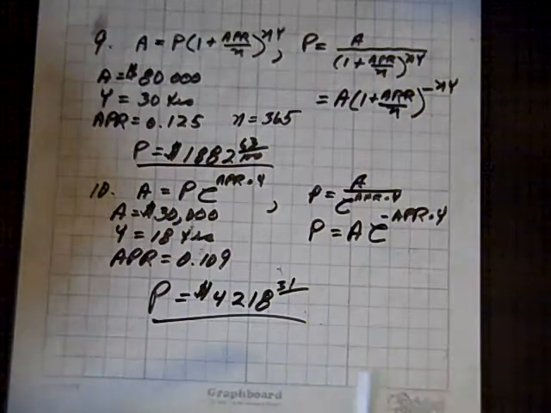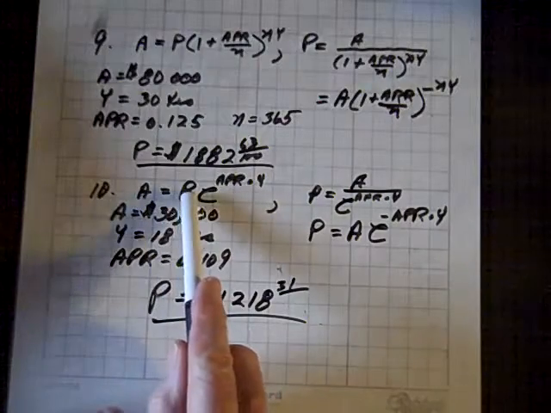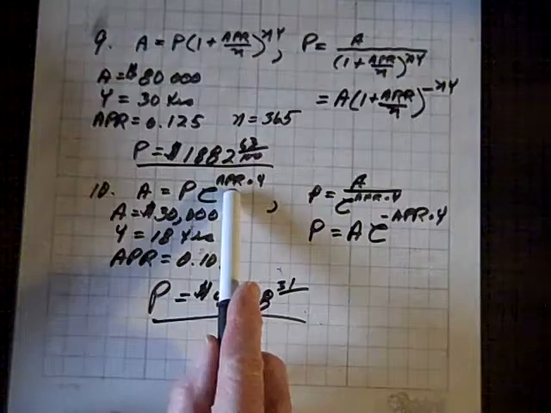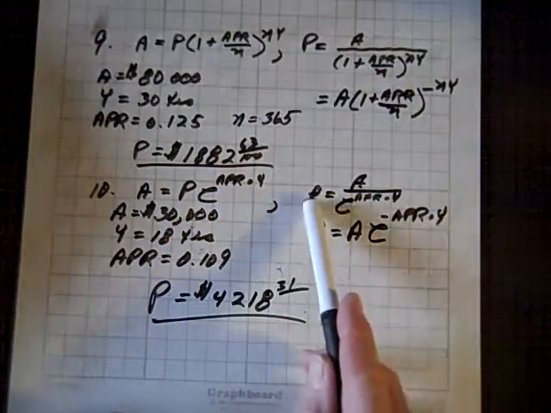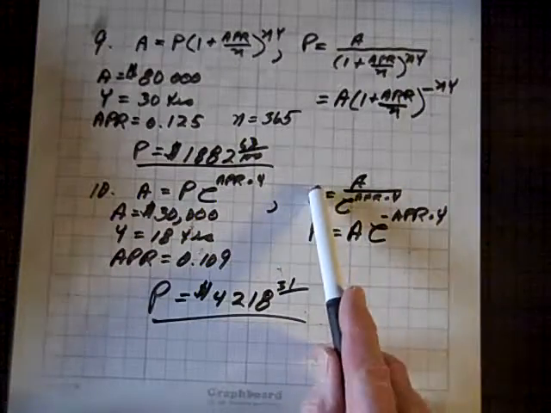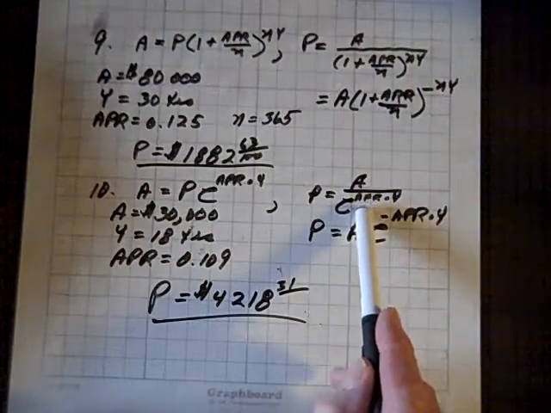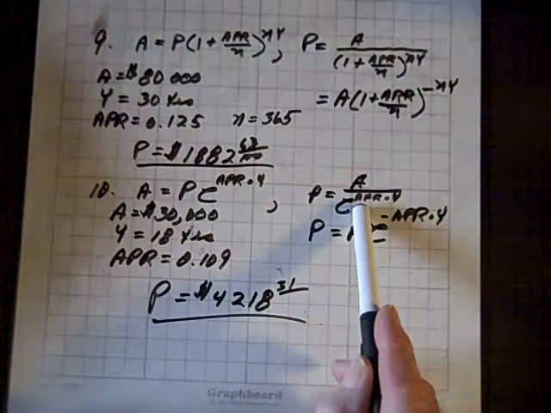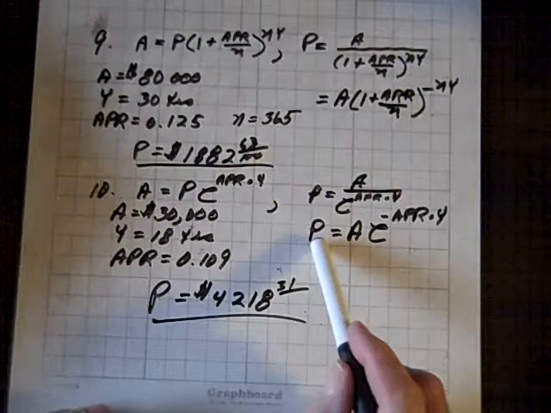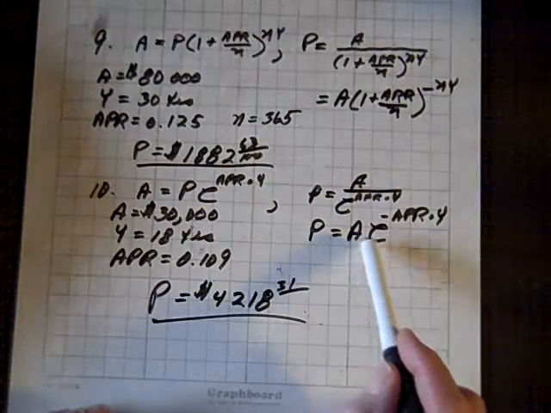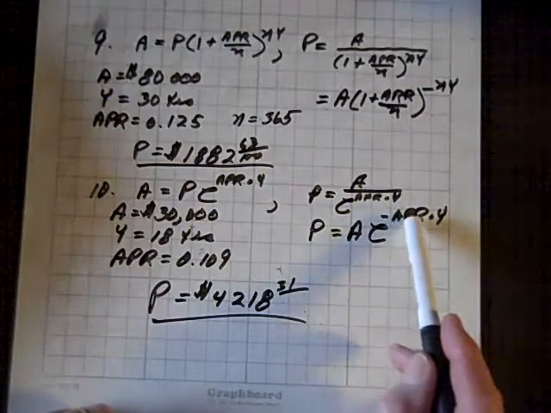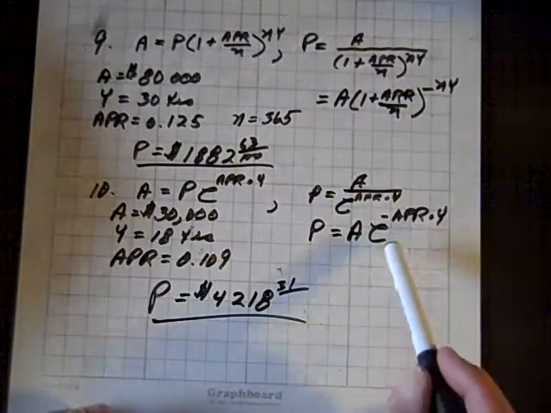For number 10, we're going to solve for P again, but now we're compounding continuously. So in solving for P, we divide both sides by this factor, and so P equals A over e to the, in the exponent position, APR times y. Or we can have P equals A times e to the negative APR times y, and we can move this upstairs if we just change the sign on the exponent, which we've done.